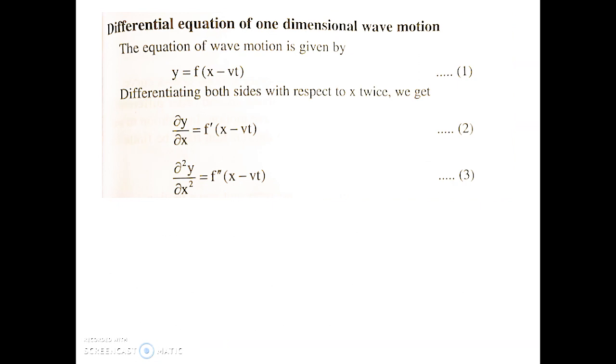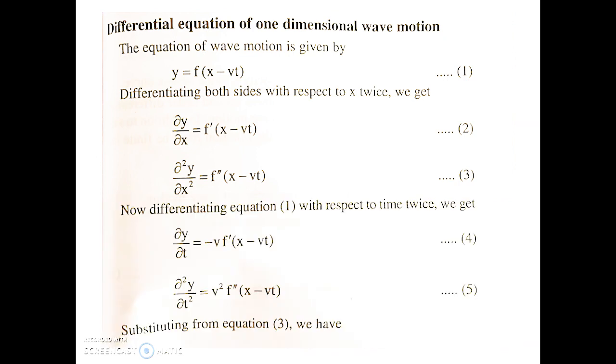Let's see what's the differential equation of a wave. The equation of wave motion, as we said, for a wave pulse propagating from left to right, the general form is y equal to f of x minus vt. Then differentiate both sides with respect to x twice. What will we get? ∂y/∂x is f prime of x minus vt, and ∂²y/∂x² will be f double prime of x minus vt.